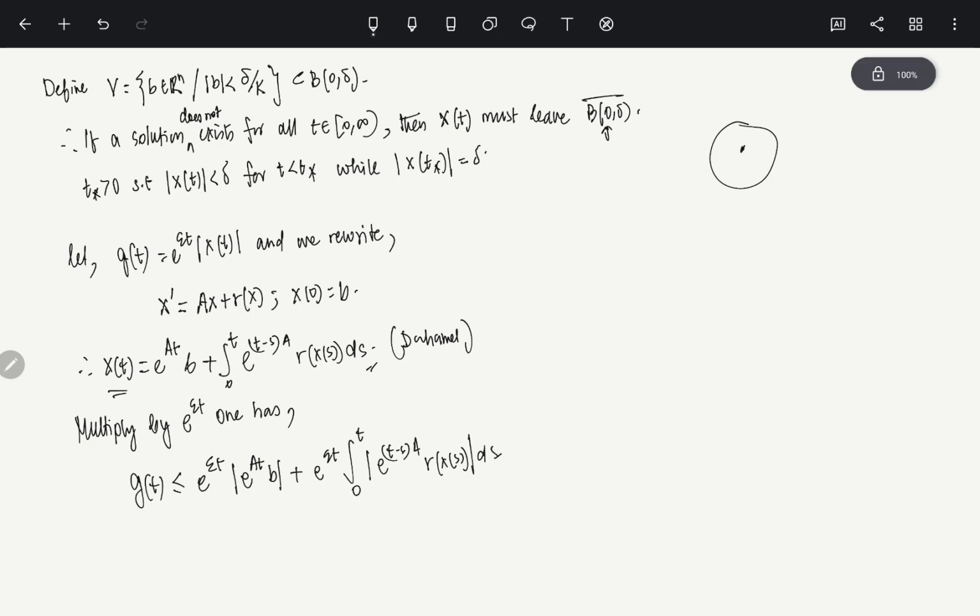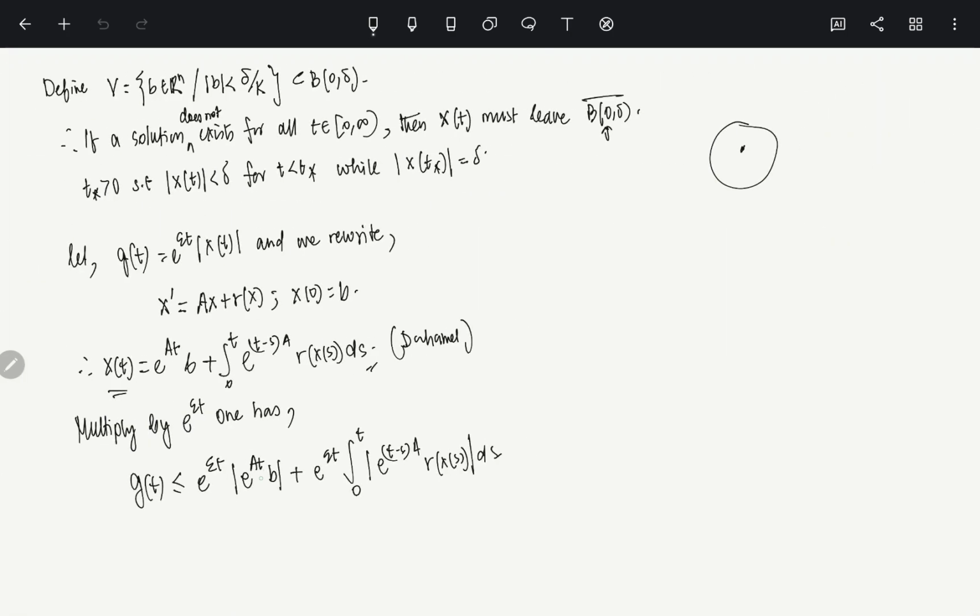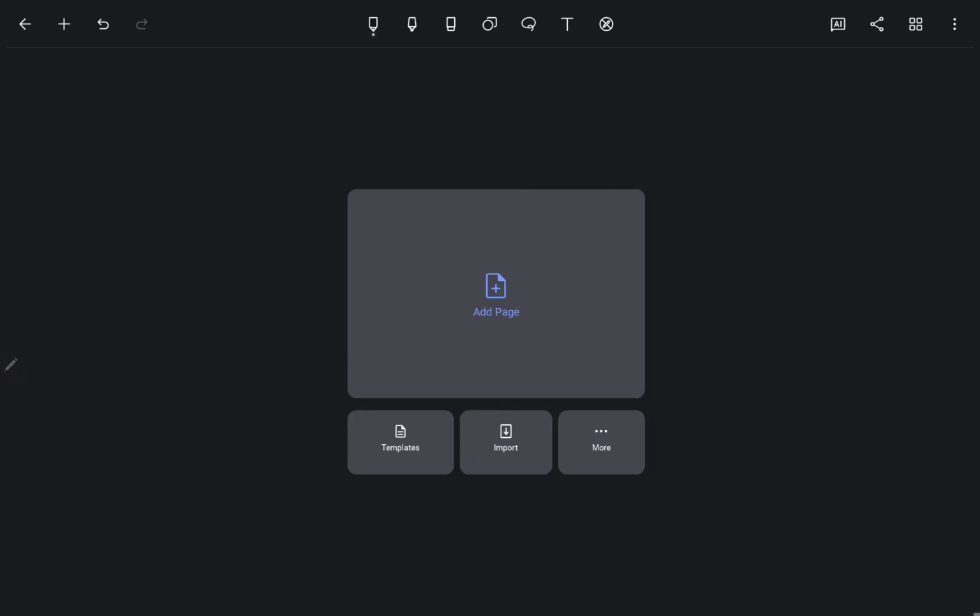Now you see this e power At. What we are going to do is use the bound on the exponentials. The norm of e power At is less than or equal to k times e power minus epsilon t. So if you put that in, what you have is g of t is less than or equal to k times mod b plus k times the integral from 0 to t of e power epsilon s times r of x of s ds. Is it okay? Just by using that bound.